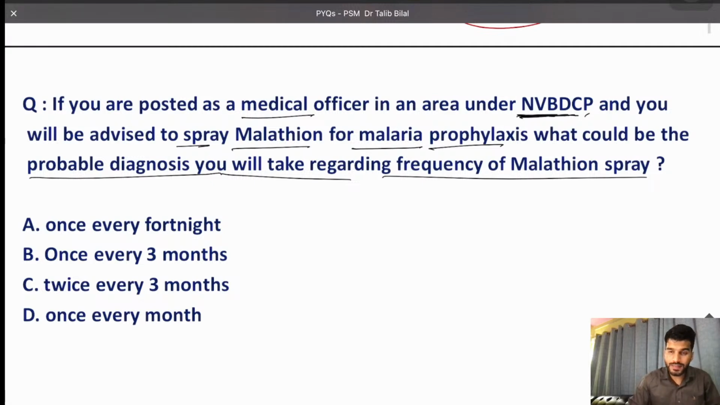Malathion is the least toxic organophosphate, and the spray is done with a concentration of 100 to 200 mg per square foot.